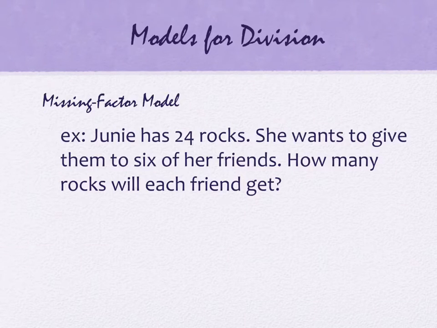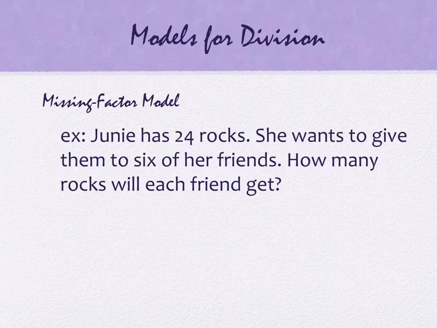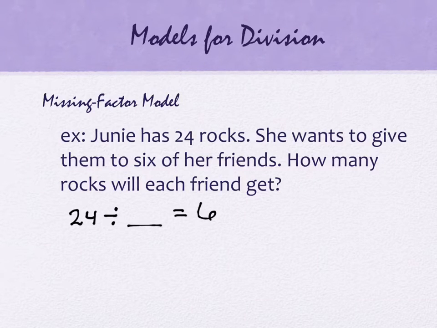So when we're thinking about the missing factor model, we're thinking more about this definition we had up here of division, all right? So we're thinking about, what do I do when I have 24 and I'm dividing it by something and I need to get 6 friends? What's the missing factor? What number needs to go in that blank? Or equivalently, if you want to think of it like this, you can: 24 divided by 6, and it's going to equal what number? These are two descriptions of the same thing. I'll put a blank there.